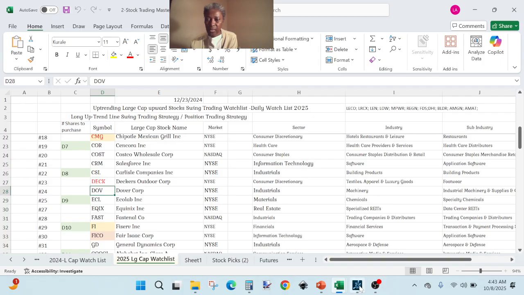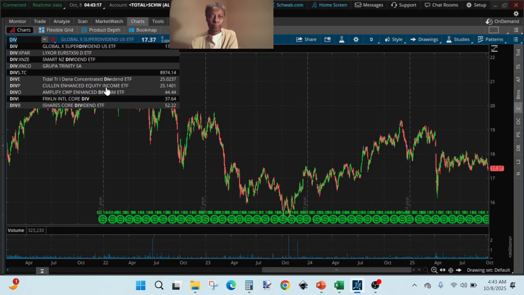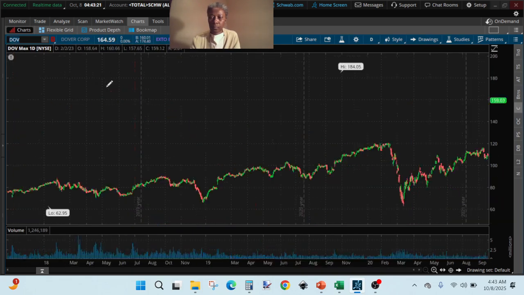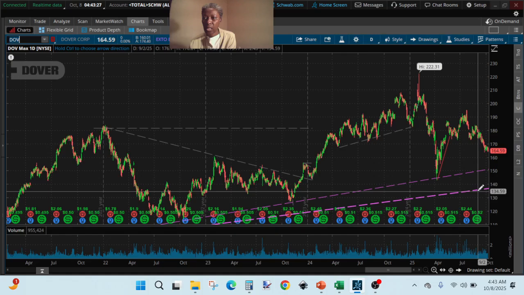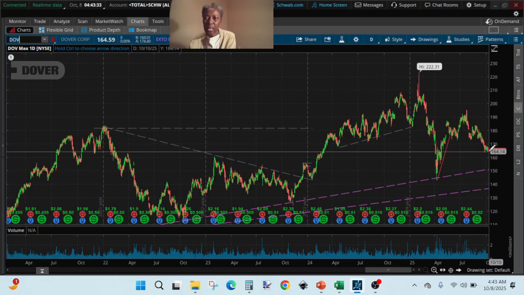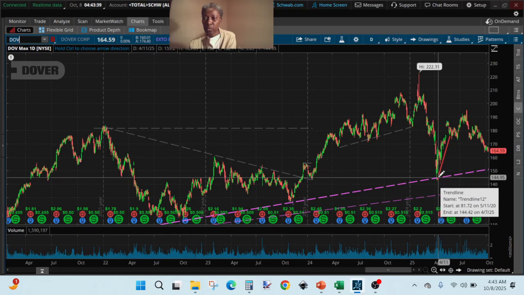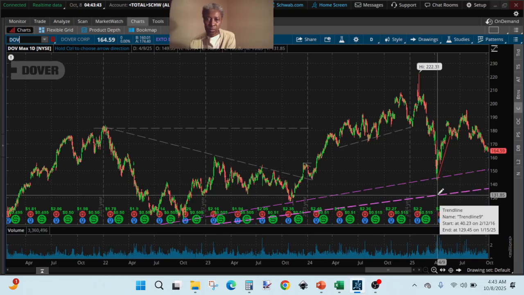DOV. So DOV, we have two support lines, and it touched base with one, went up, pulled back, and started going down. At this point, I'm not sure if this support line is what it wants to use, or if it's going to come down to this one.